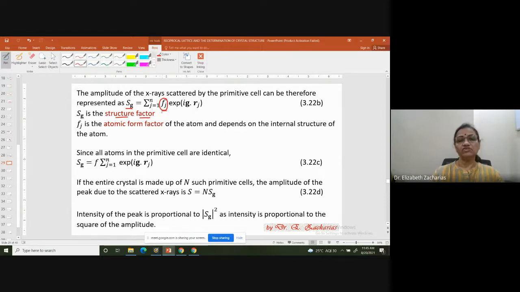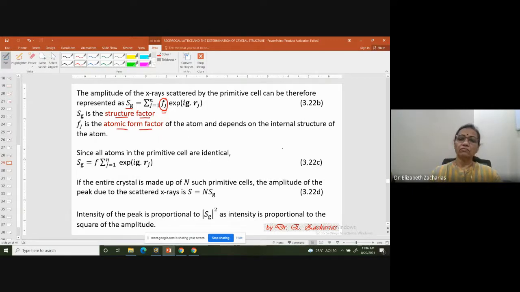And what is this Fj? Fj is called the atomic form factor. This atomic form factor will depend on what your atom is. It is going to depend on the structure of the atom, for example, how many electrons are there and what is the electronic configuration. Things like that will decide what the atomic form factor is.